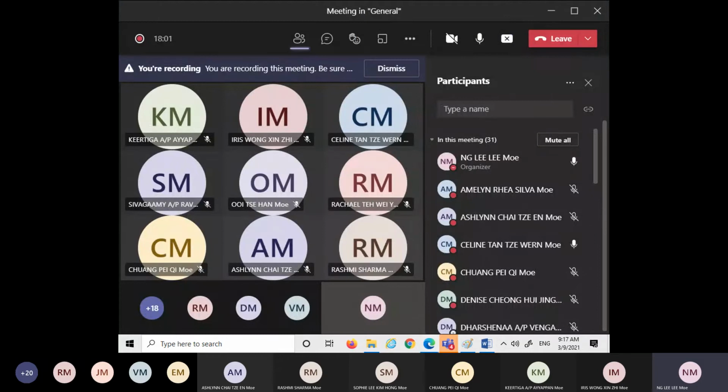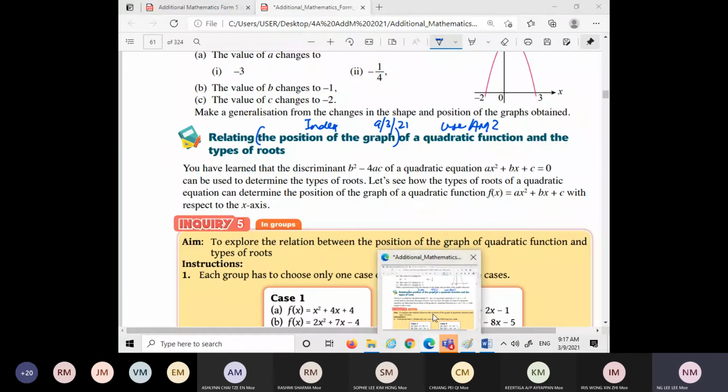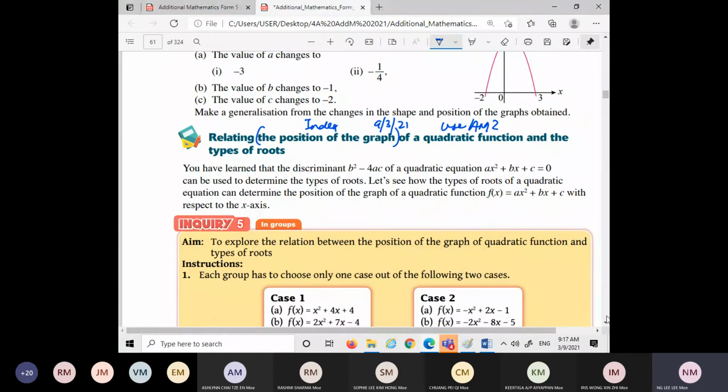Now I come back to the textbook. There are three types of roots. We have learned that the discriminant b squared minus 4ac of the quadratic equation can be used to determine the type of roots. Let's see how the type of roots of a quadratic equation can determine the position of the graph of a quadratic function with respect to the x-axis.